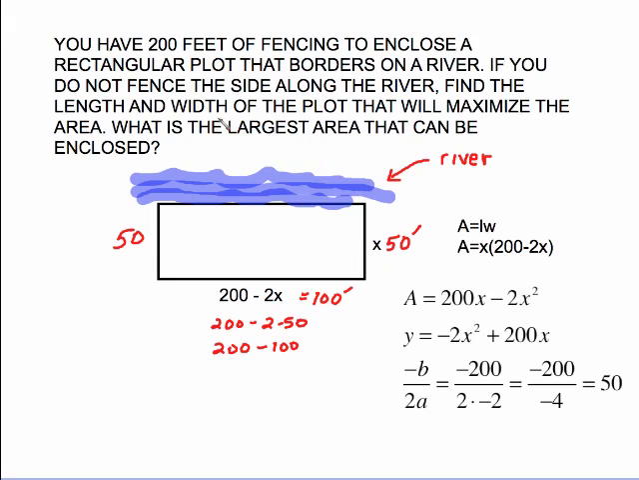Now, find the length and width of the plot. We did that. It's a 50-foot by 100-foot plot. But it also asks, what is the largest area? Well, area is just my length times width. So 50 times 100 would be 5,000 square feet. I'll write it this way, feet squared.